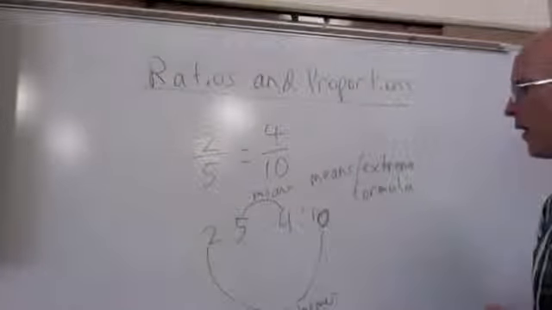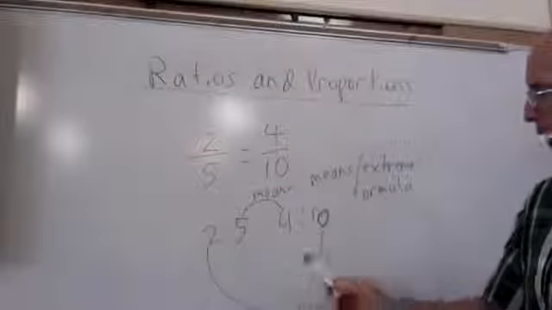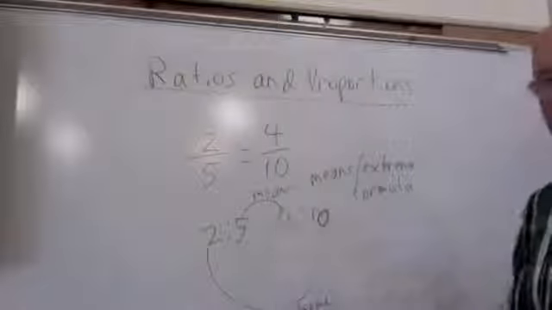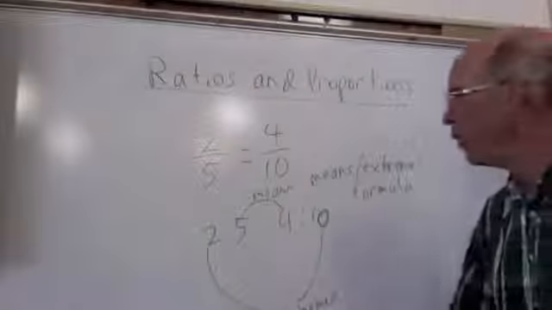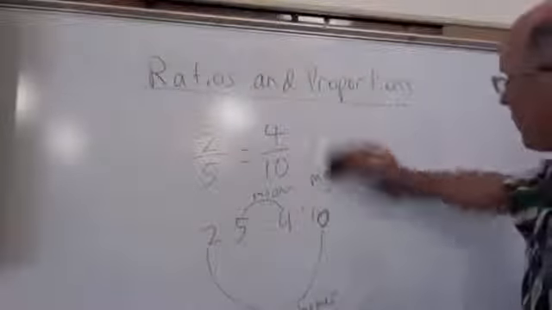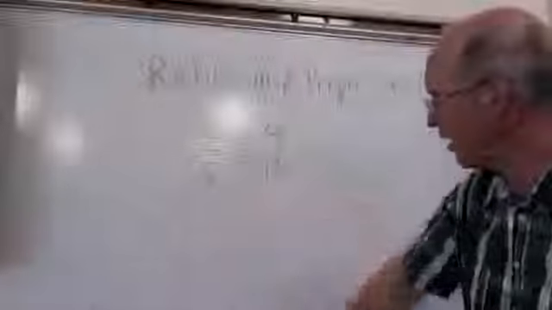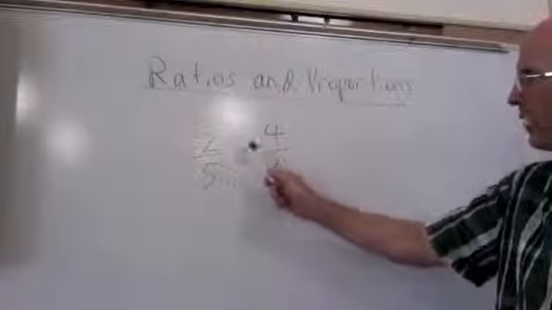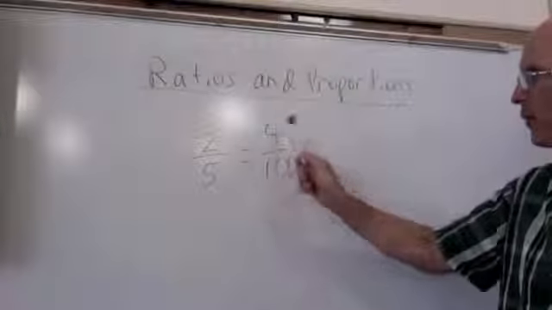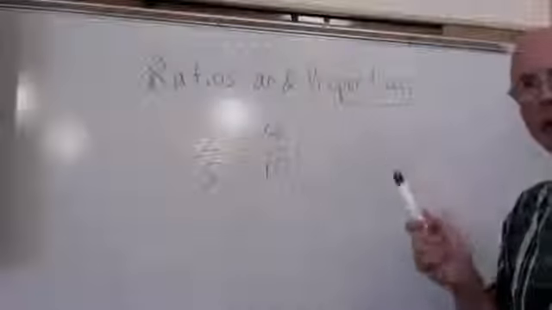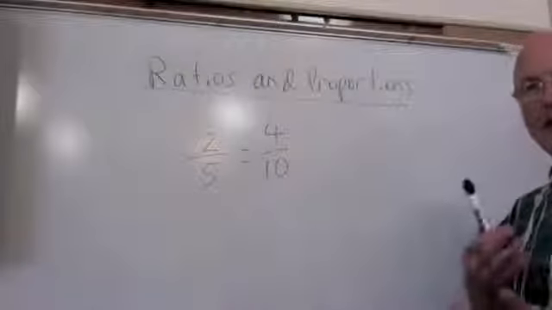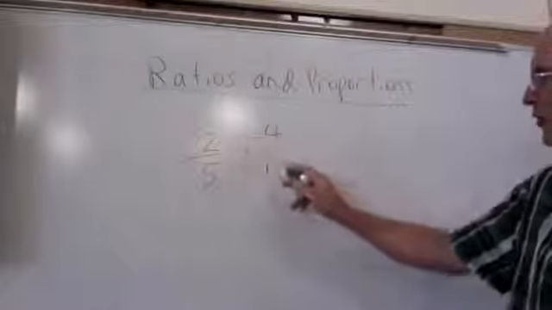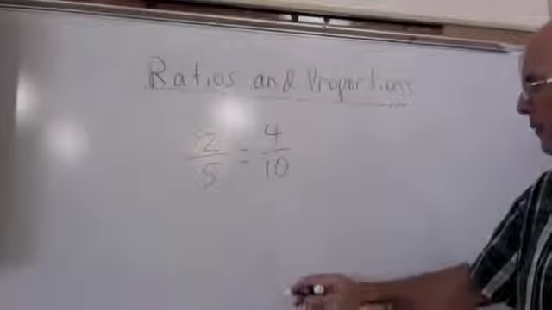And it simply means that the 2 outside numbers multiplied together are the same as the 2 inside numbers. A way to do it with fraction form is you simply have to see that this times this equals this times this. So cross multiplication leads to an equal number. So 2 times 10 equals 4 times 5.